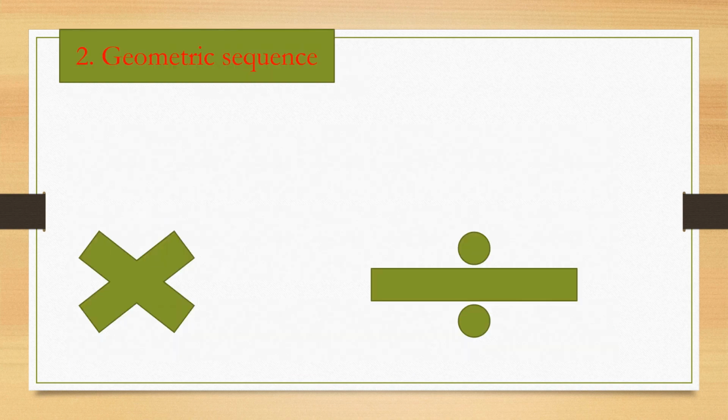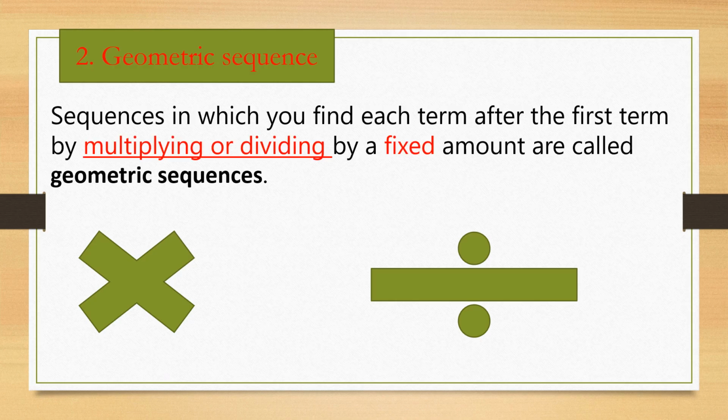What's a geometric sequence? It's when you find each term by multiplying or dividing by a fixed amount. It's called a geometric sequence. So you are finding it either by multiplication or division. Let's get some examples.